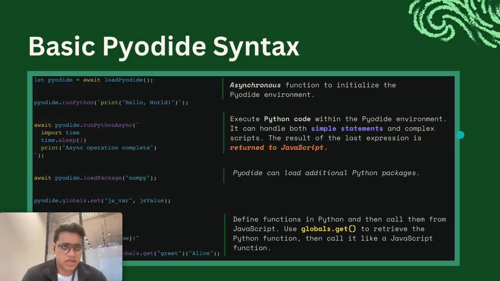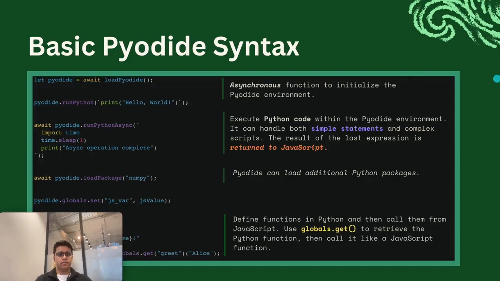If you see on the screen, you have the initialization part. There's a line, let pyodide equals await loadPyodide. This initializes the Pyodide environment asynchronously, and this loads the Python runtime into the browser, setting up the stage for the initial execution. Then there's a simple execution happening, pyodide.runPython, and it could be a print statement or any other statement which demonstrates running a simple Python command. It could be very simple, and this basically executes your code directly in the Pyodide environment.